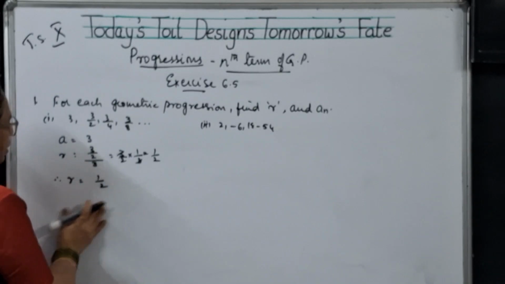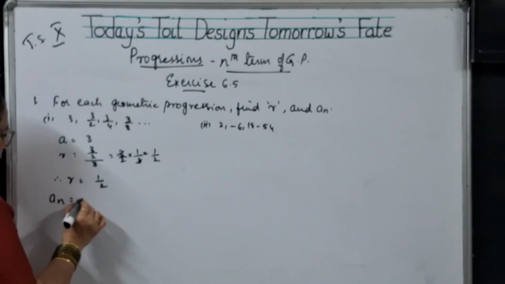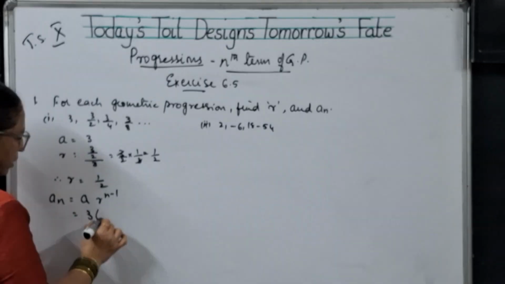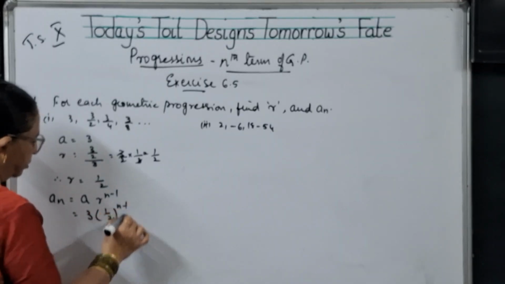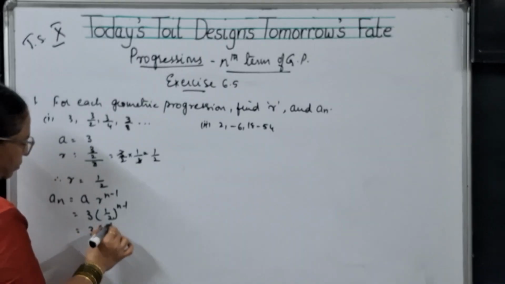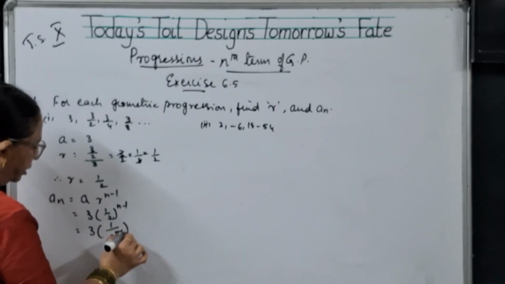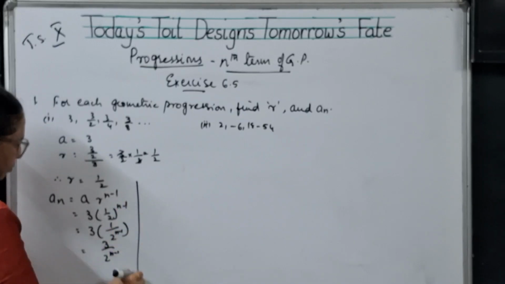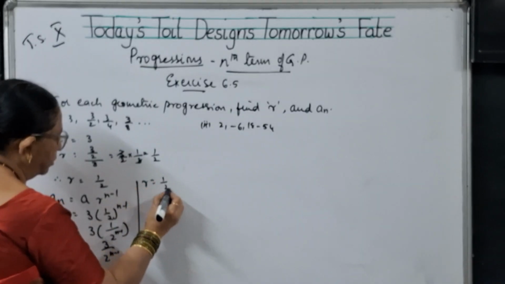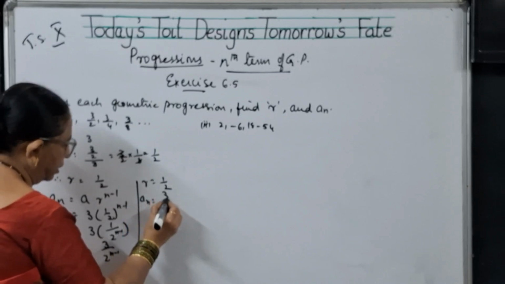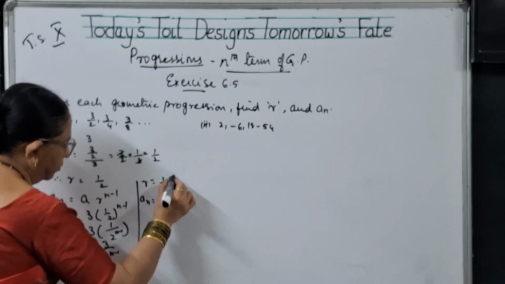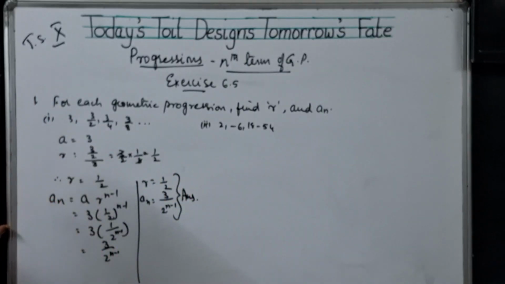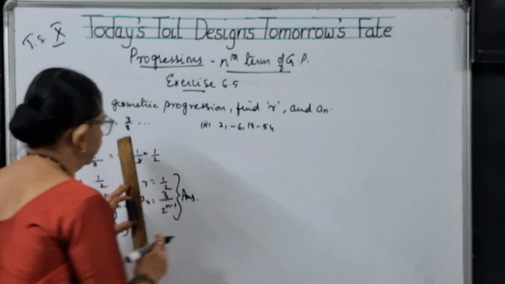This is one answer. Next, the nth term. an is equal to a into r to the power of n minus 1. a is 3, into 1 by 2 whole to the power of n minus 1. That is 3 into 1 by 2 to the power of n minus 1, that is 3 by 2 to the power of n minus 1. So r is equal to 1 by 2, and an is equal to 3 by 2 to the power of n minus 1. These two are the answers for this problem, children. Now, the second bit also I will do.